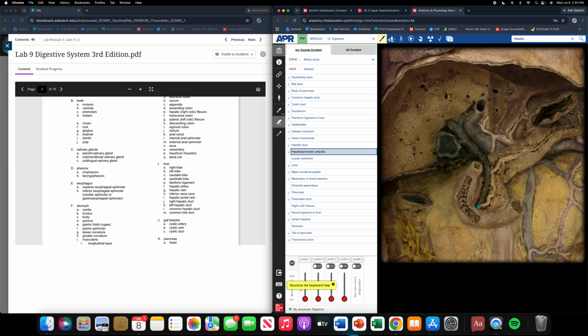So let's talk about how bile gets there. Start with bile first. Where it's going to start is that you're going to have your... let's see if it will let me.